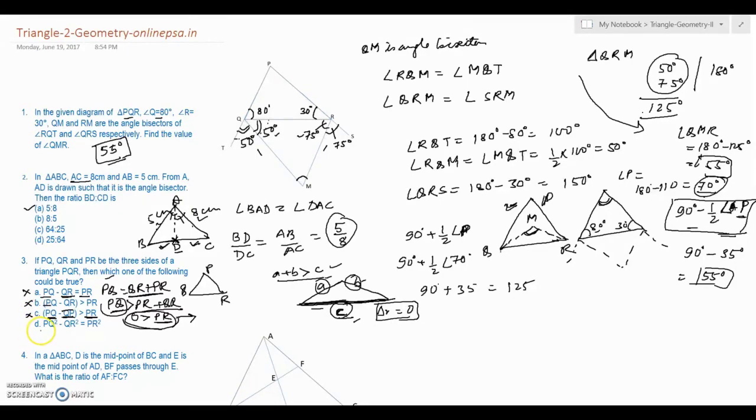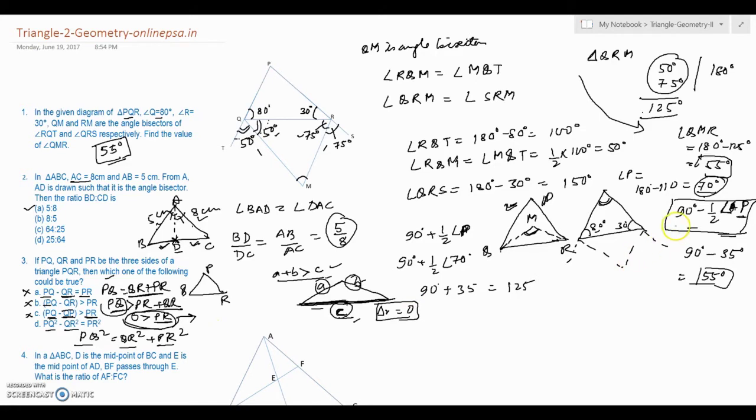Let us see whether the last option meets our conditions. The last option says PQ square is equal to QR square plus PR square, which shows that this may be a right angle triangle.